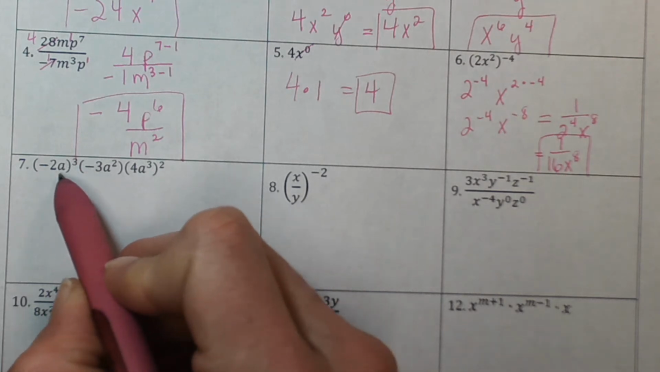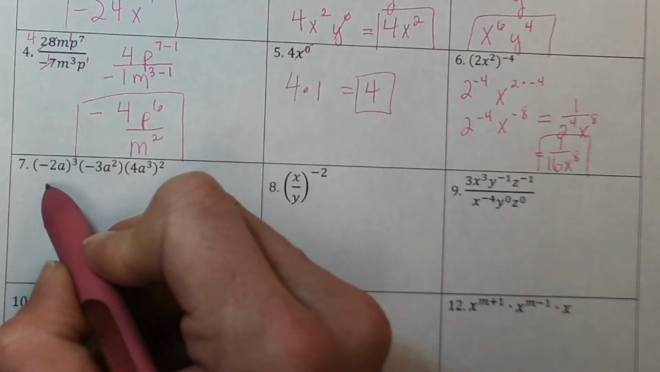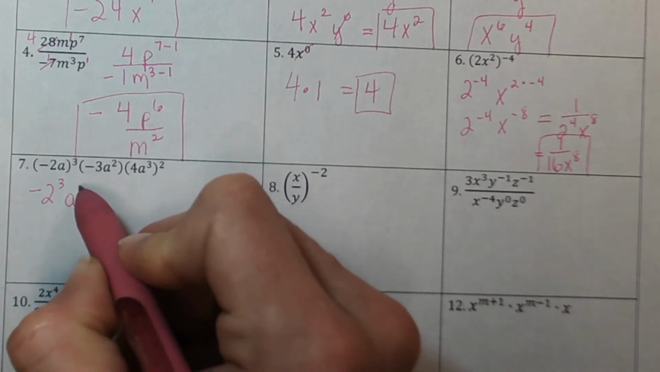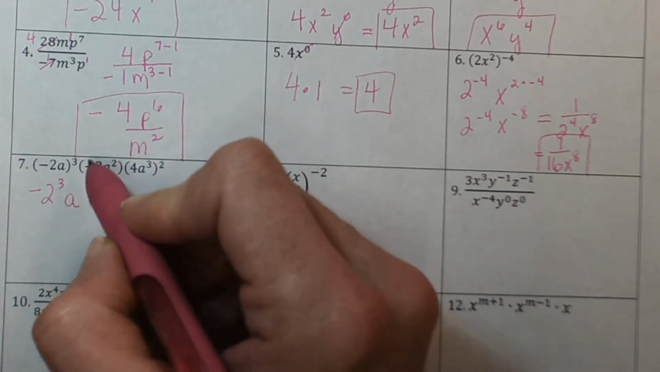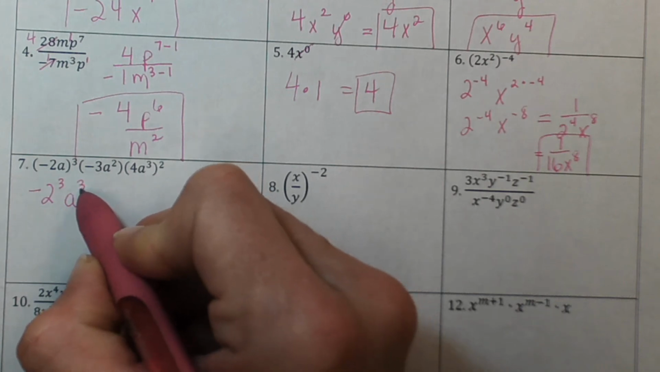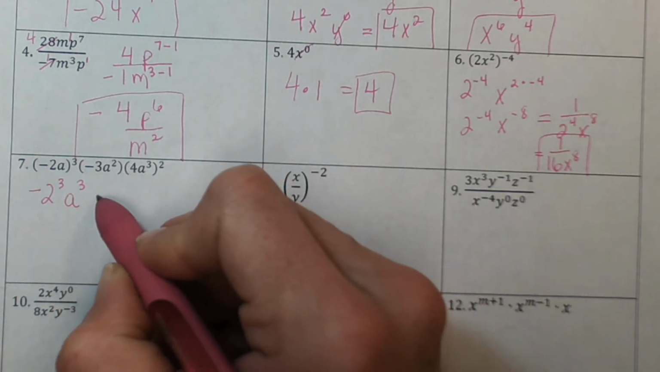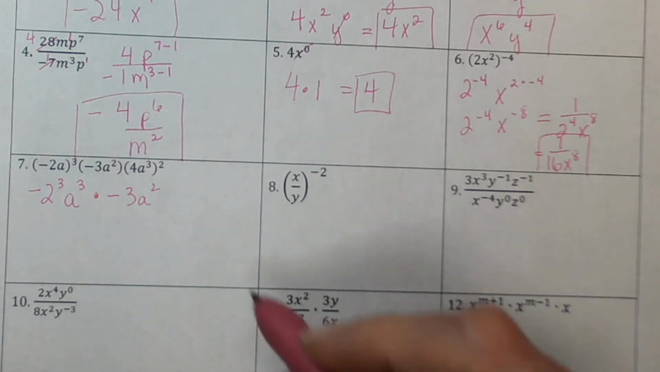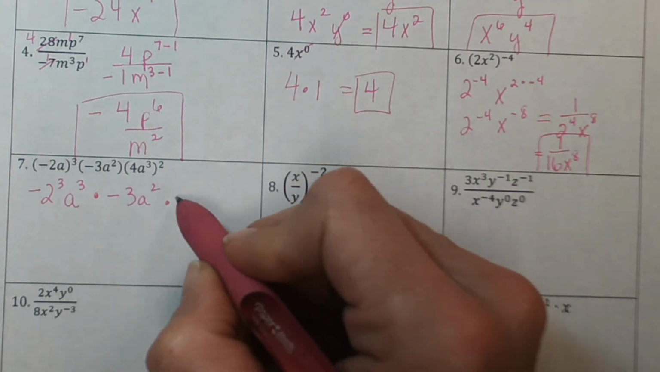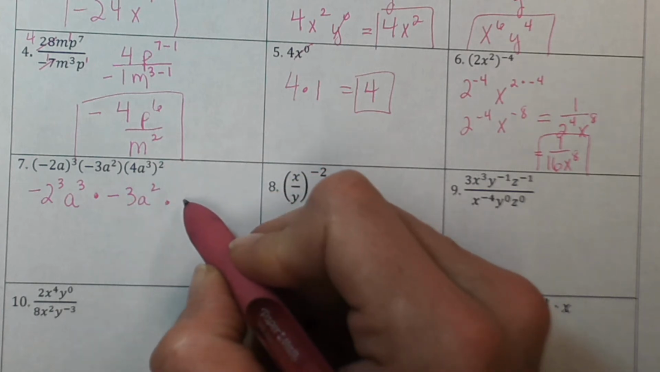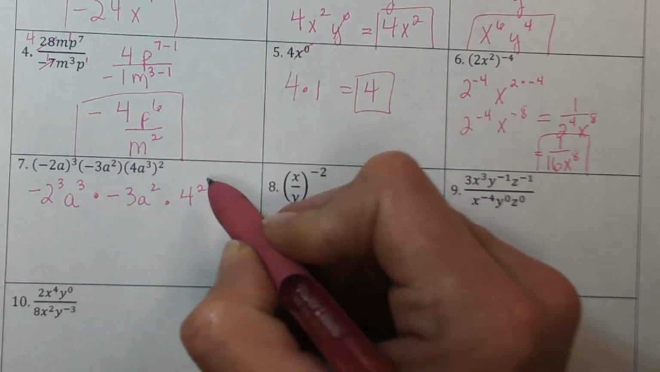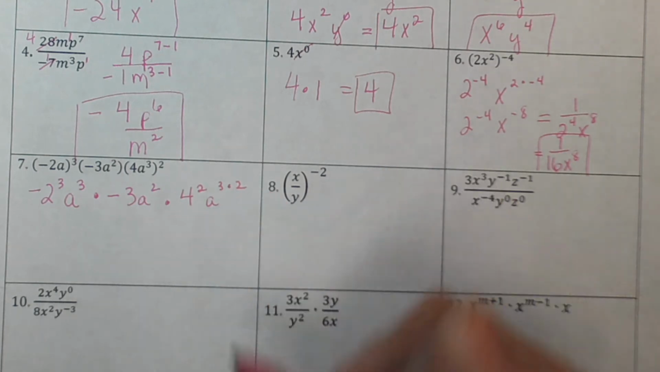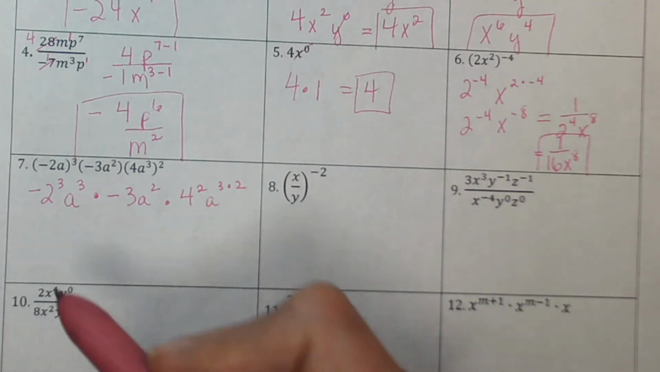Okay, so remember, if there's more than one thing in the parenthesis, both things get it. So I have negative 2 to the third, a to the, and it was a 1 there, right? So I'm going to have a to the 1 times 3 is to the third. And then I'm just multiplying it by negative 3a squared. That's not changing at all. And then I have this 4a to the third squared. So I'm going to have 4 squared, and then a, and then when I have a power to a power, remember I multiply. So I can simplify.